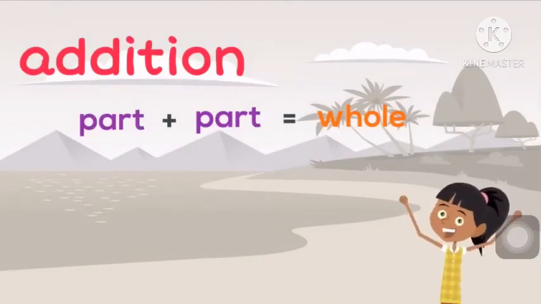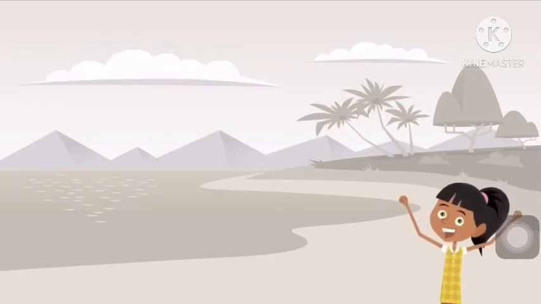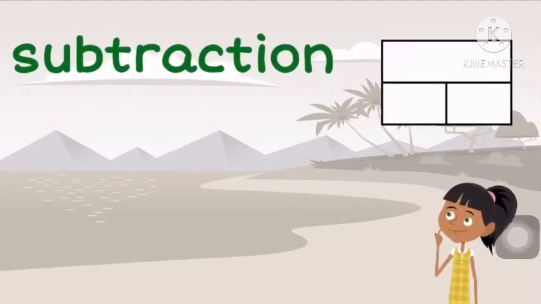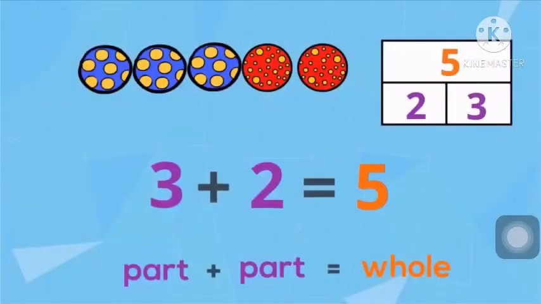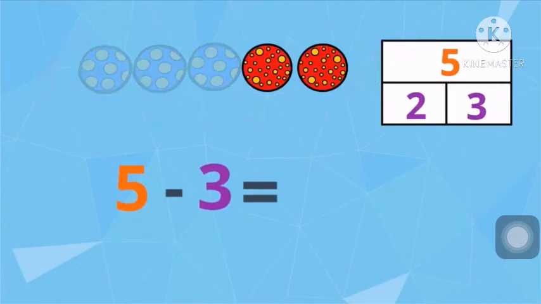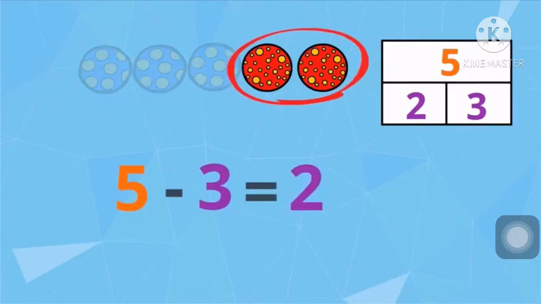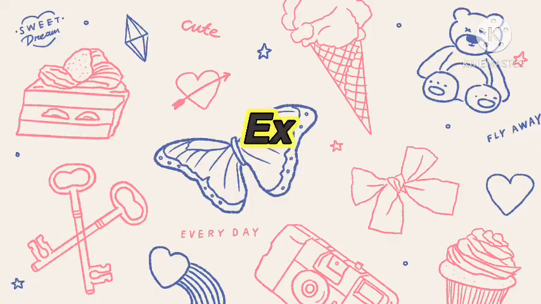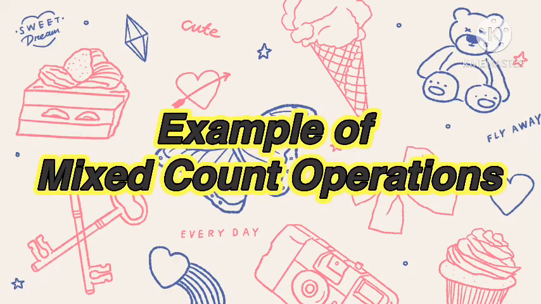So we know that part plus part equals the whole. We can also use this part-whole model to represent subtraction. If the whole is 5 and we take away the part 3, we are left with the other part, 2. 5 take away 3 equals 2. The whole take away one part equals the other part. Let's see an example of mixed count operation.